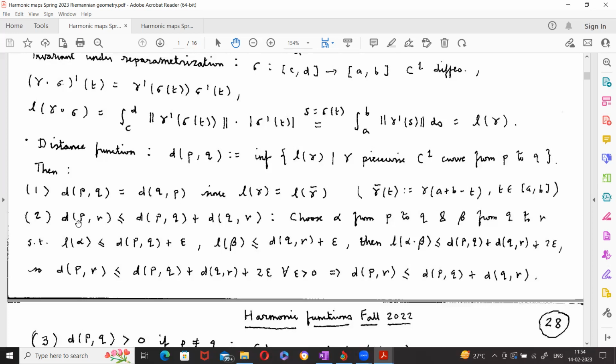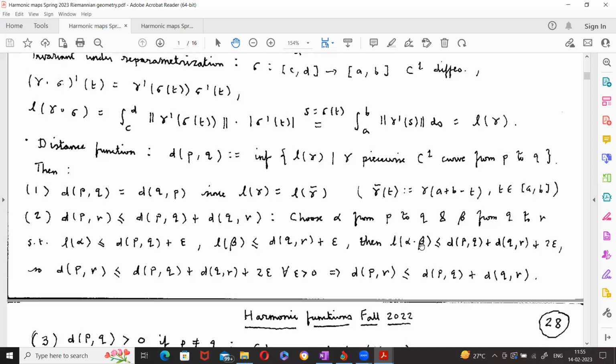Now it satisfies the triangle inequality. So if I take 3 points P, Q, R, I have to show the triangle inequality. So how do we do this? Since the distance is an infimum, given an epsilon positive, we can choose a curve alpha from P to Q and a curve beta from Q to R, such that the length of alpha is less than or equal to distance PQ plus epsilon, and the length of beta is less than or equal to distance QR plus epsilon. Then you concatenate these two curves. The curve alpha dot beta goes from P to R, and its length is just the sum of the lengths of alpha and beta. So that is going to be less than distance PQ plus distance QR plus 2 epsilon.